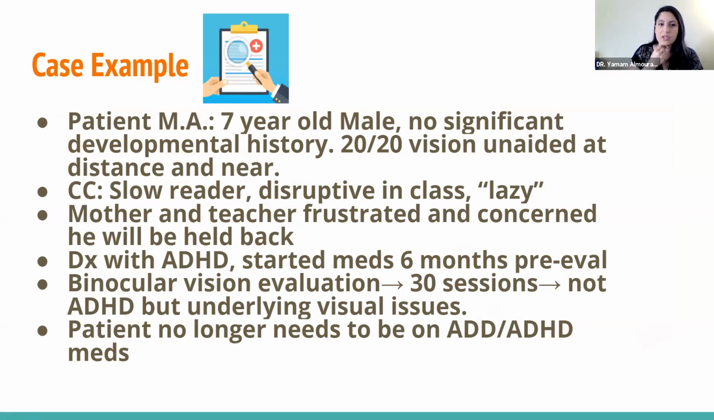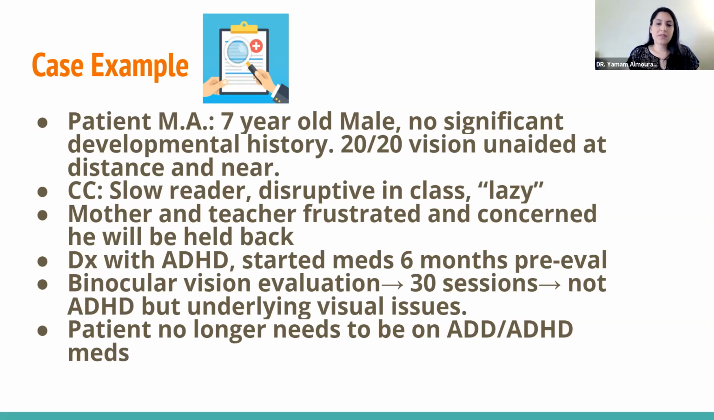One of my patients, a 7-year-old male, didn't have any significant developmental history. He has 20/20 vision, so he passed his vision screenings in school. Nothing was flagged by the screener. He came in with slow reading. He was disruptive or lazy in class. His mother and teacher were both frustrated and concerned that he would be held back a grade because of his behavior. And so he was diagnosed with ADHD, and he was on medications for 6 months before he came into the office and I saw him.